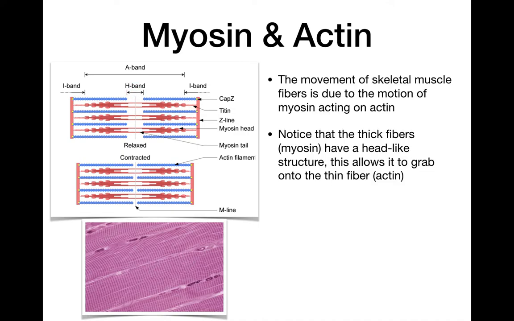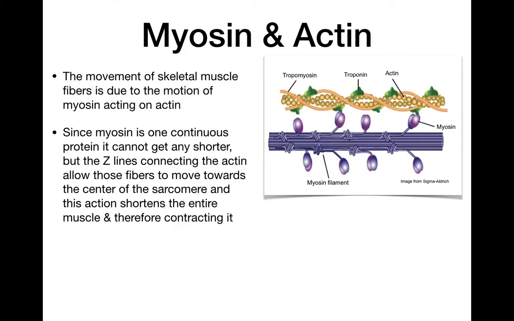so it cannot really get shorter. What happens is the actin is connected by the Z lines on both ends, and then you can pull on the actin and pull the Z lines toward each other. You can tell a muscle is contracting when the two Z lines on both ends of the sarcomere are being pulled closer, and that's a contraction of the muscle.